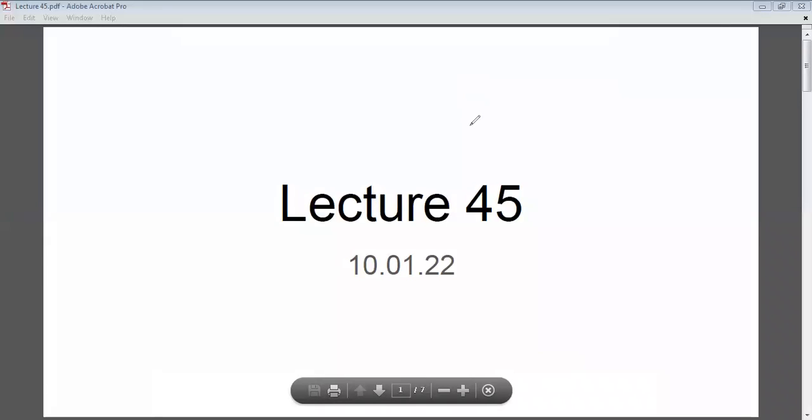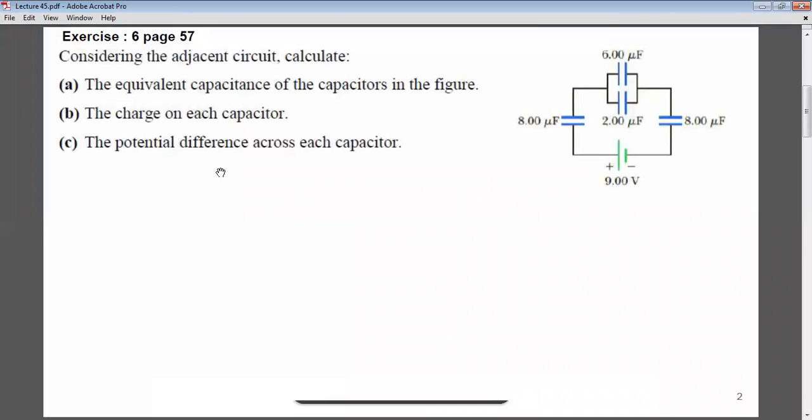Hello, so today we will solve two more exercises on combination of capacitors. Considering the adjacent circuit, calculate the equivalent capacitor of the capacitors in the figure. So we have to look for combinations of series and parallel. Directly one can see that these two are in parallel, and then this one and this one and this one are in series.